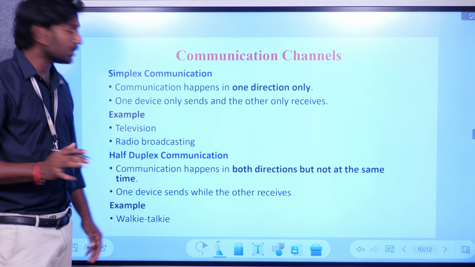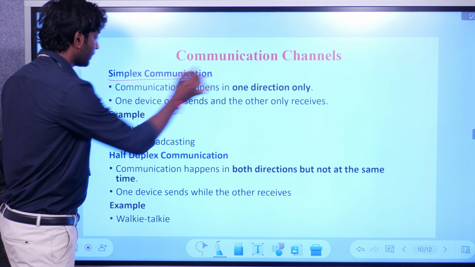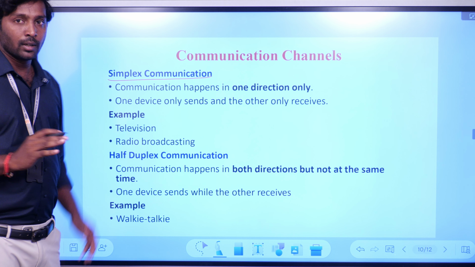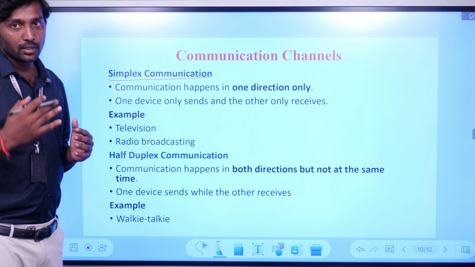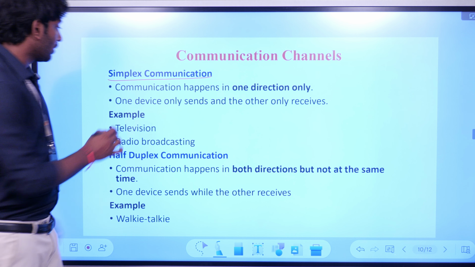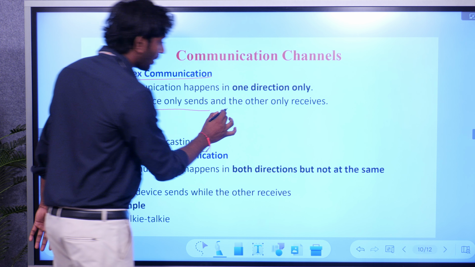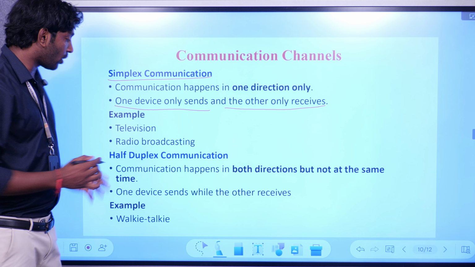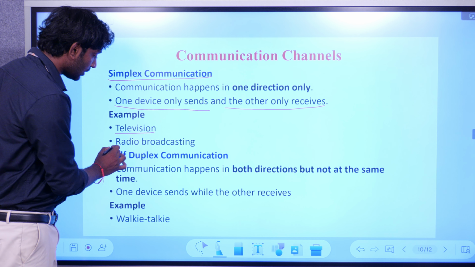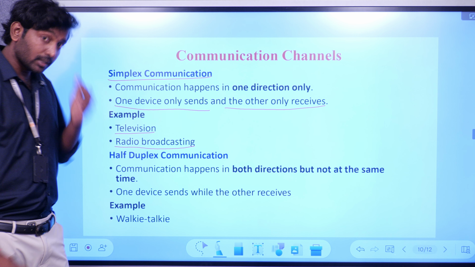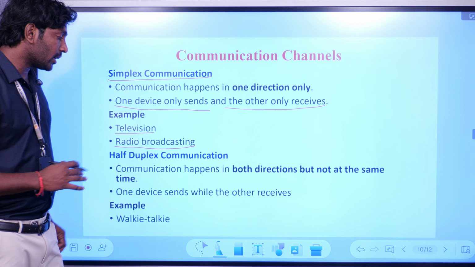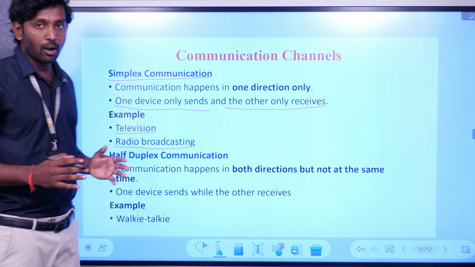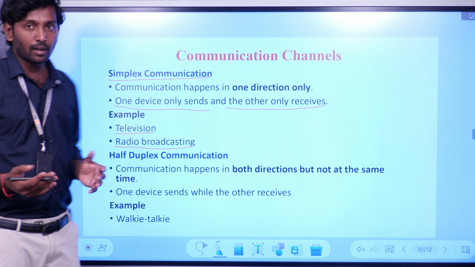One technique is simplex communication. Communication that happens in only one direction is called simplex mode. Communication between the transmitter and receiver is in only one direction. One device only sends and the other device only receives. Examples are television and radio broadcasting. And the second one is half duplex communication. Communication happens in both directions but not at the same time. It is called half duplex communication. Examples are walkie talkies.